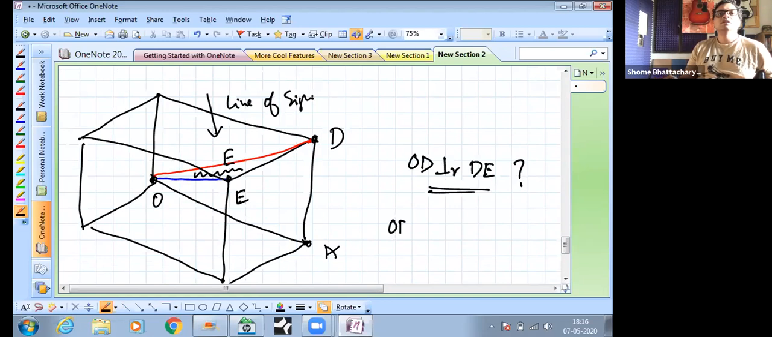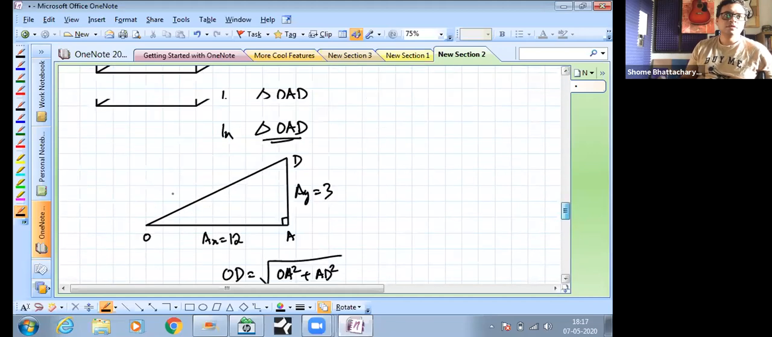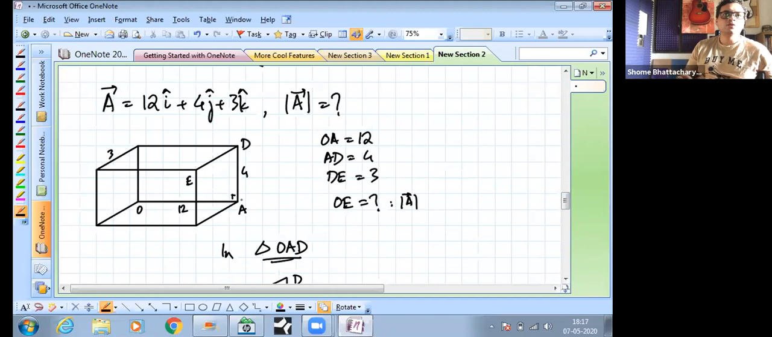Because OD is in which plane? In the XY plane. Okay. This is the x-axis. This is the y-axis. Whereas DE is along which axis? It's along the z-axis. So DE is along the z-axis. That is why they are perpendicular. You want a slightly better explanation of this? Go back to this diagram. So you can see here OD, where is it lying? OD is lying in the XY plane. This is the XY plane.